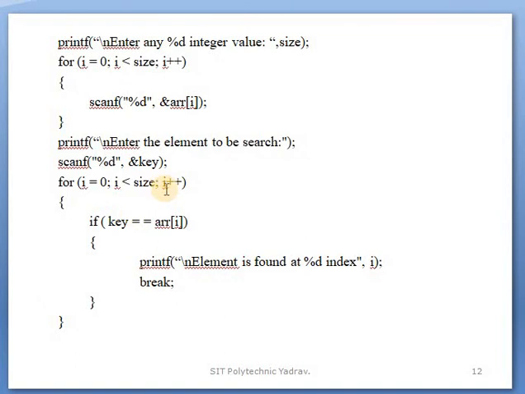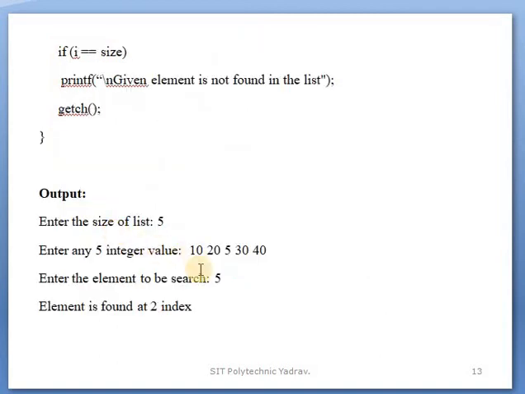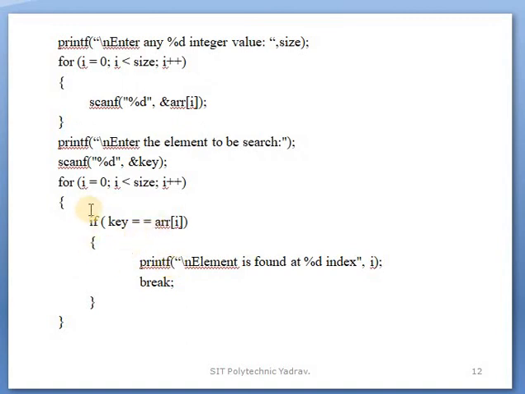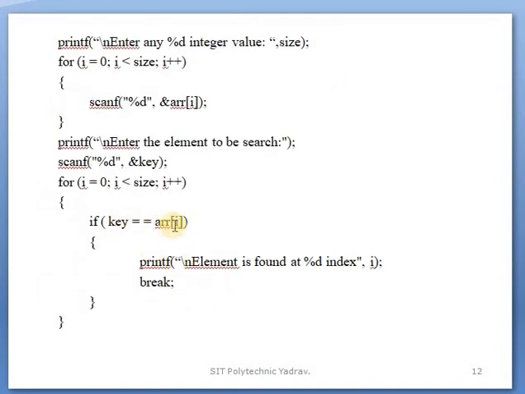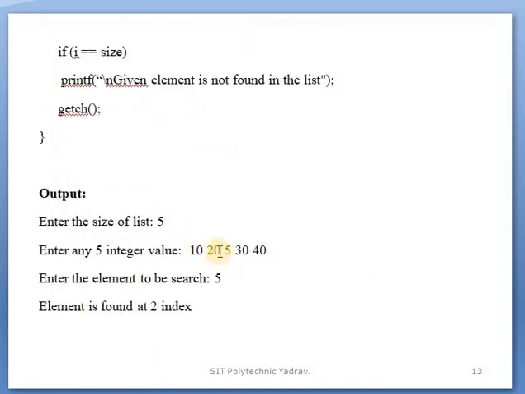So i becomes i plus 1. Checking again, the condition i less than size, that is 5, is true. The key 5 is compared with 10; it is not equal, so i plus plus moves to the next position: 0, 1, 2, 3, 4. Position 1 holds 20, so 5 is compared with 20, which is not equal, and i plus plus again.